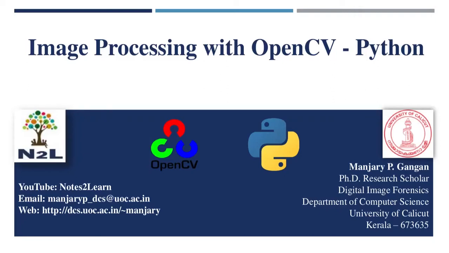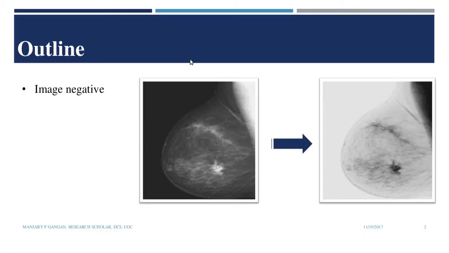Hello friends. In this video, we start with the intensity transformations in spatial domain. Let us first consider the image negative transformation for converting the black regions to white and vice versa.